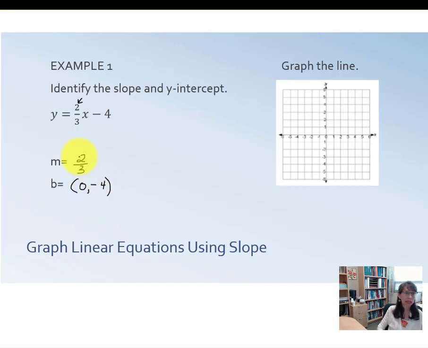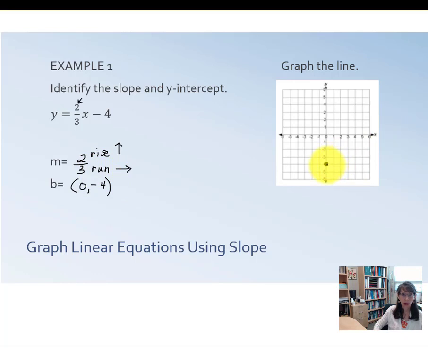So in order to graph the line that has a slope of 2/3 and a y-intercept of 0, -4, we start by plotting the y-intercept, 0, -4. From that point, we would rise and run according to what the slope says. The slope says 2/3, so we have a rise of 2, which is a positive number, so we're going up 2 units. 3 is the run, and that will go to the right.